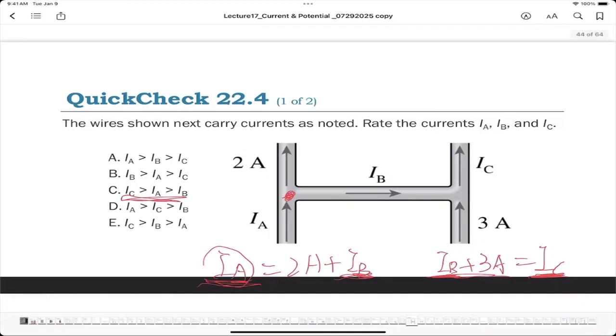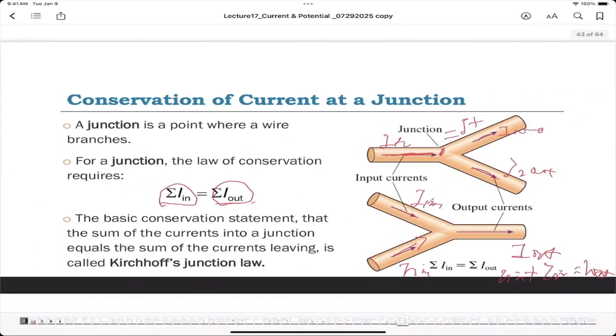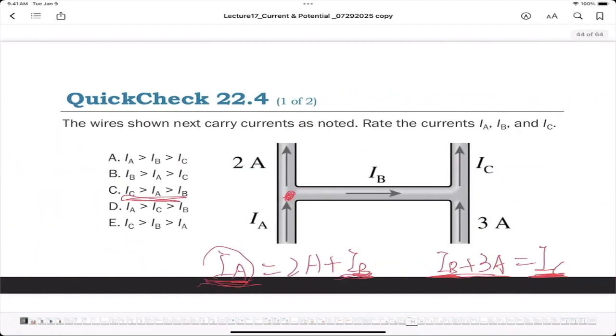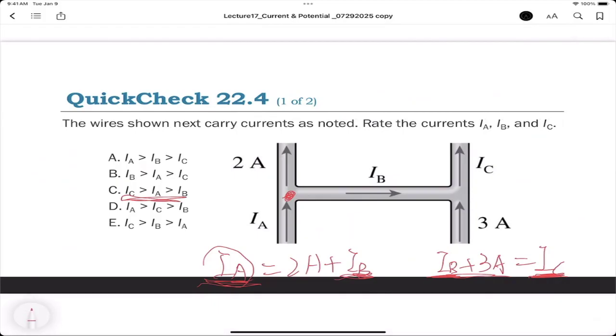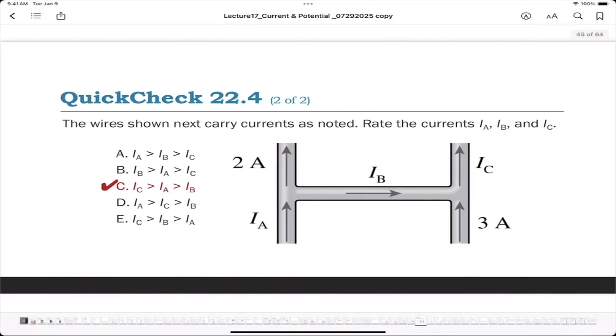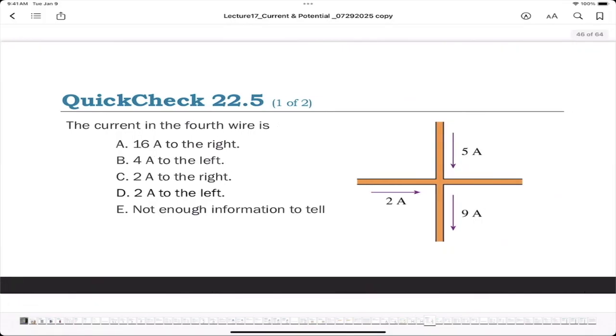So no matter how complicated a circuit you meet, just use this Kirchhoff junction law, analyze one section by one section, one junction by one junction. Yeah, that makes sense to you. Okay, let's talk about this one. Okay, this is the answer.